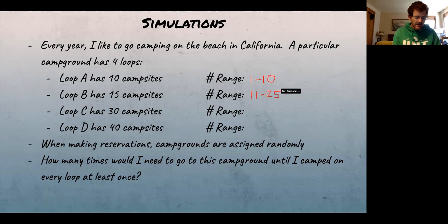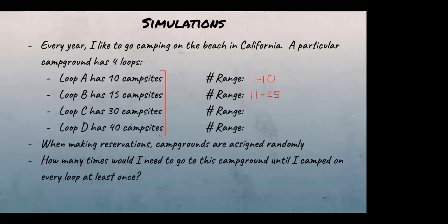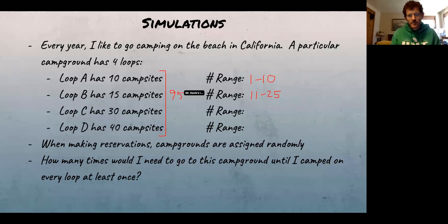So this is kind of where we do our little trick. We figure out how many campsites we have overall. If I add that up, 10 plus 15 plus 30 plus 40, how many campsites are there? 95. So when I randomly generate a number, that's going to correspond with one of those 95 campsites. If I get campsite 1 to 10, that means I'm staying in loop A. If I get campsite 11 to 25, I'm in loop B.